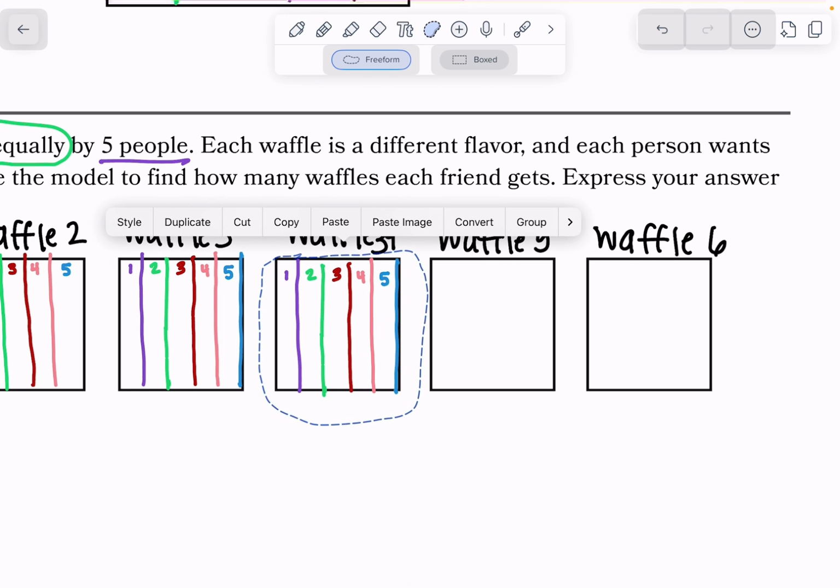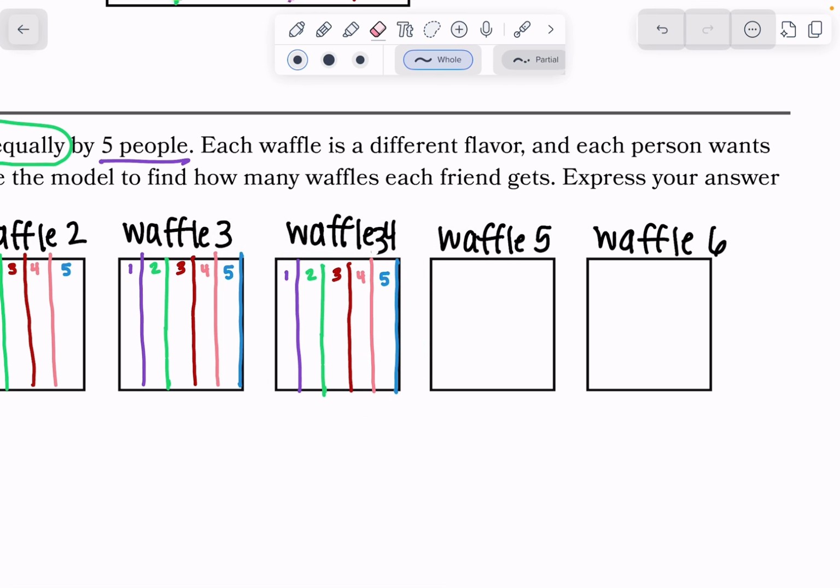I'm just going to copy and paste. Sorry, that 3 came out of nowhere. I'm going to copy and paste how I've divided each one of my waffles equally, because they're all going to be the same.